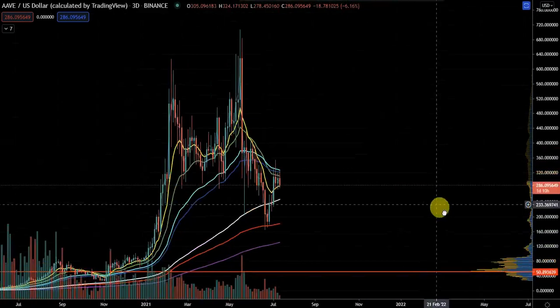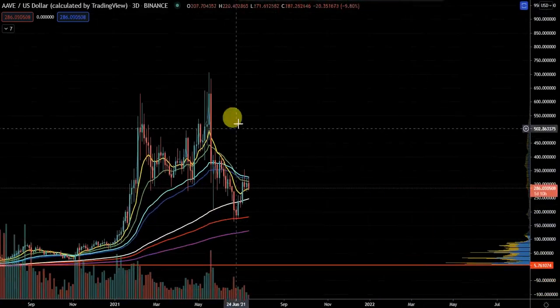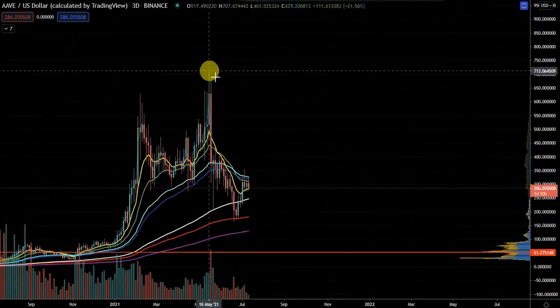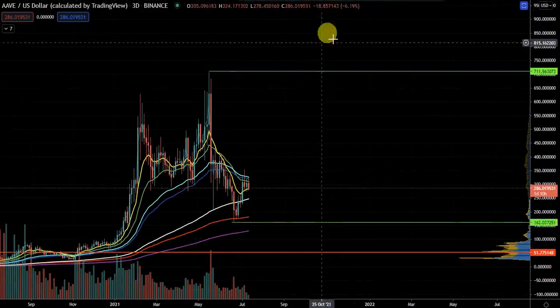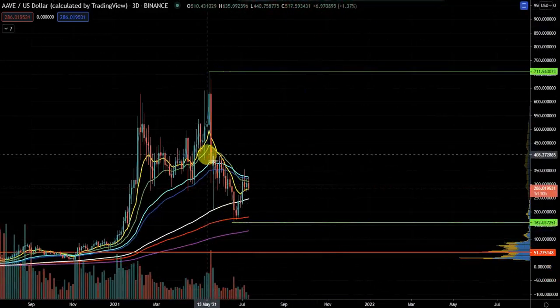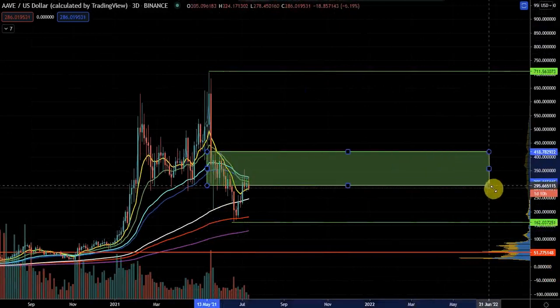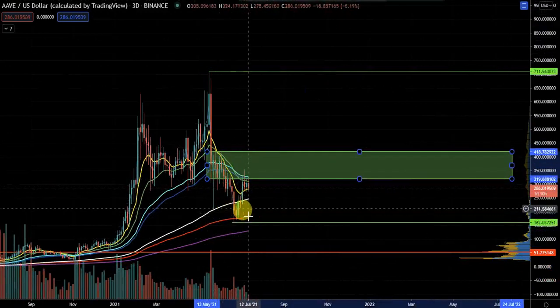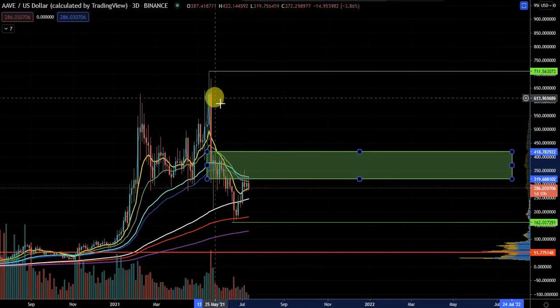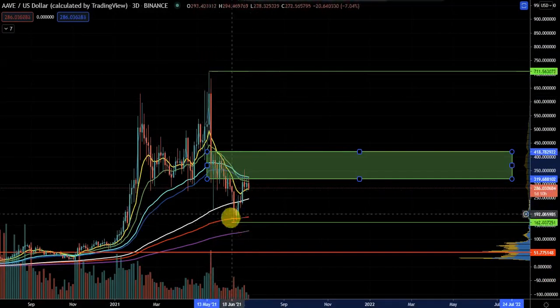Another thing, okay, let's talk about this. What you don't really want to do is buy in the middle of a range. If you buy in the middle of the range, you're likely to get chopped up. Now, we're not quite in the middle of the range. We are closer to the bottom end of the range. This is your range high. This is your range low.